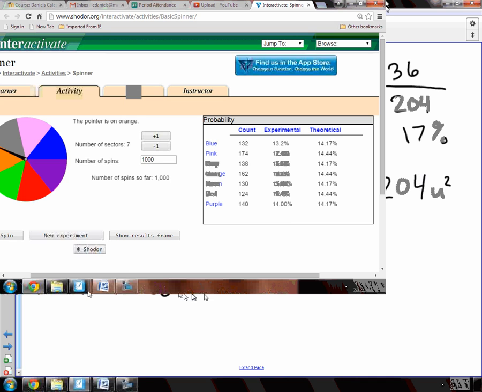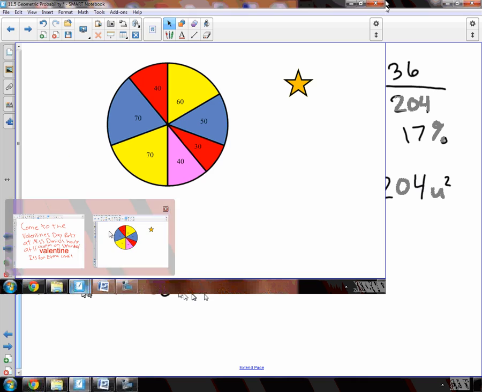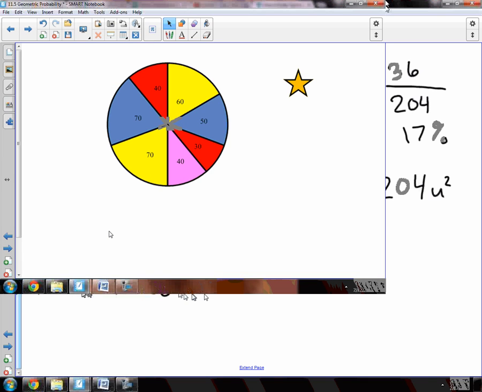Homework is going to be more like this one. It's going to ask, what is the probability of spinning and landing on blue? In case it doesn't stand out real well, starting in this upper red sector, you have 40 degrees, 60 degrees, 50, 30, 40, 70, and 70. So those are our angle degrees for those. And they want to know the probability of landing on blue.